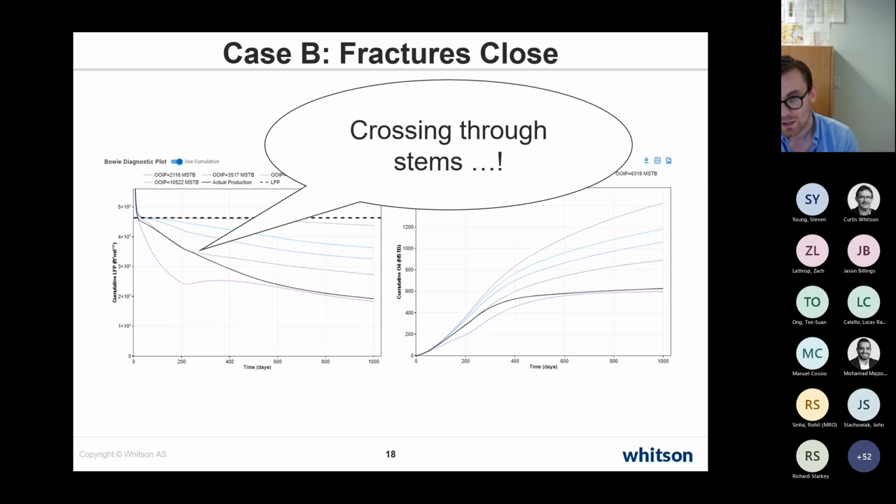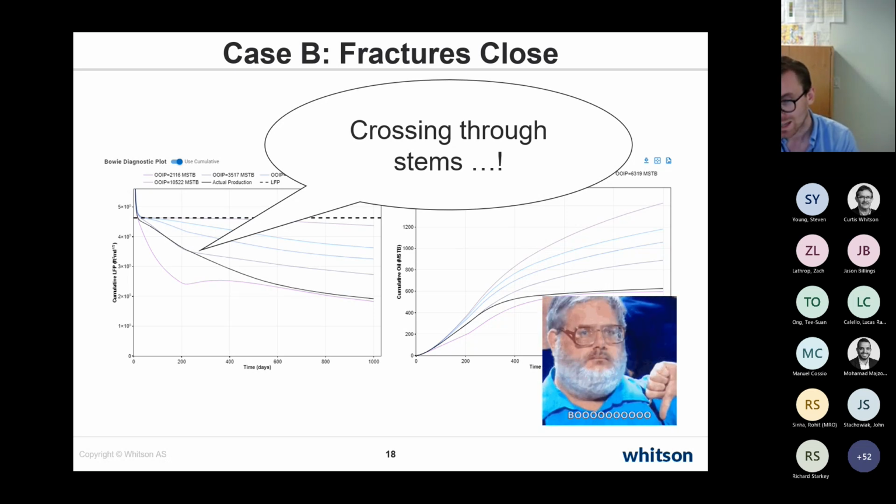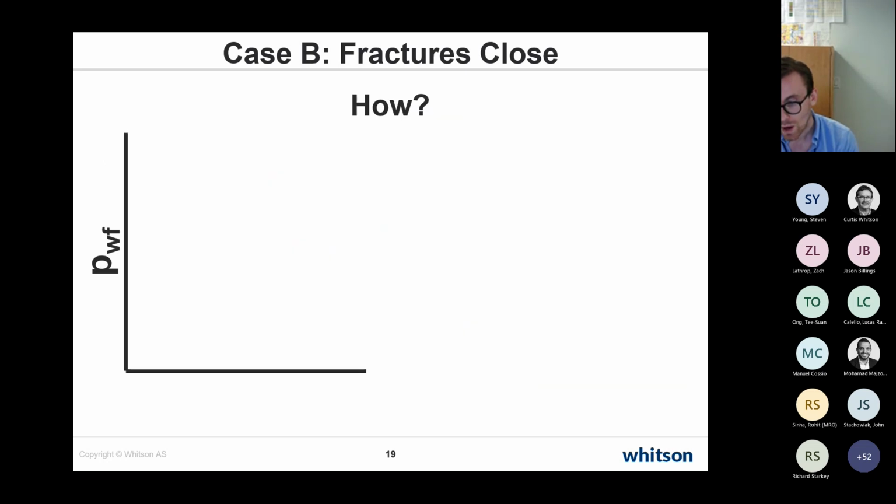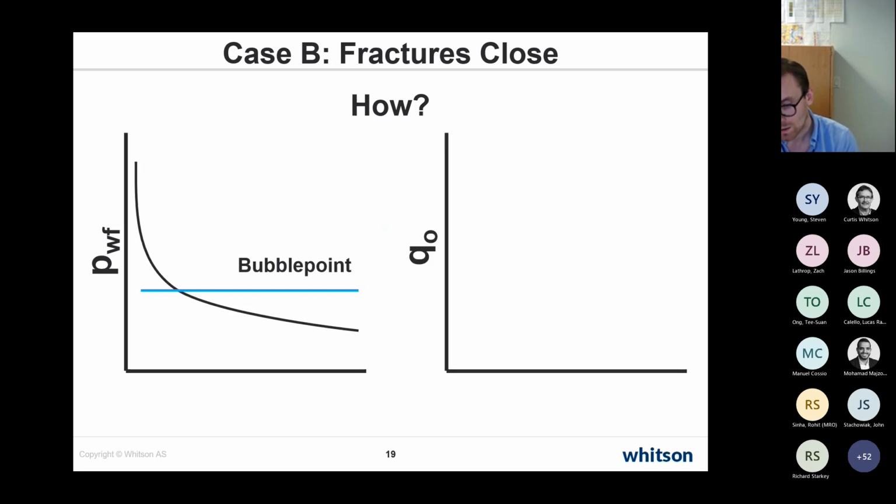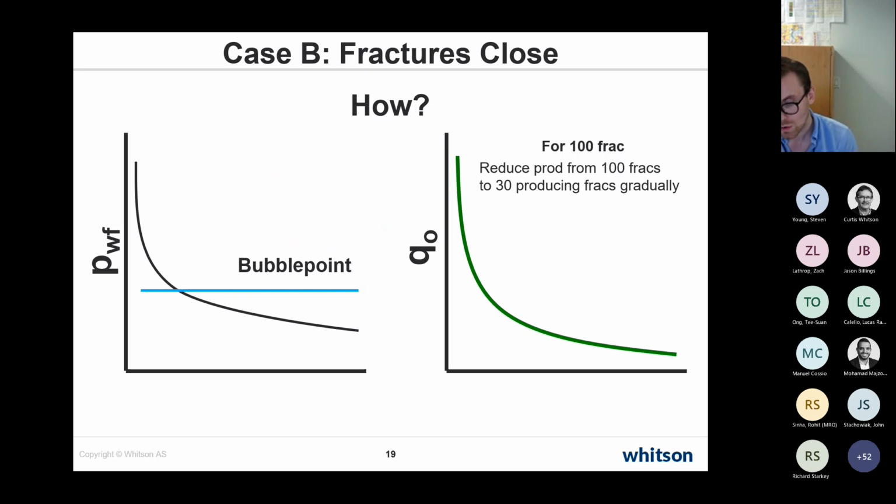So in this case, without doing anything actively with your numerical model, it's not easy to account for this. You'll see it and observe it in the numerical RTA workflow, but you won't account for it unless you do something very, very particular. The way we created these models was to have a model controlled on a flowing bottom hole pressure, and then we created a case with 100 fractures, and gradually shut off those fractures from 100 to 30 over time.